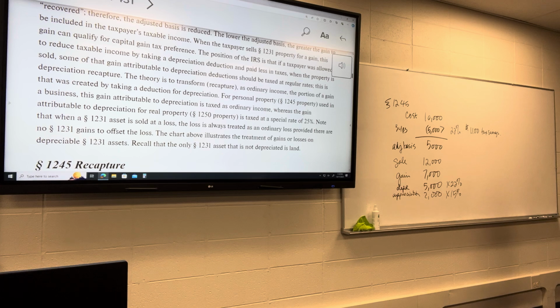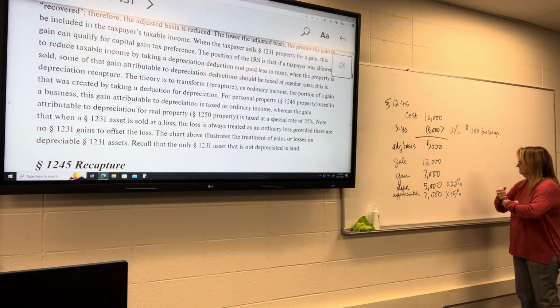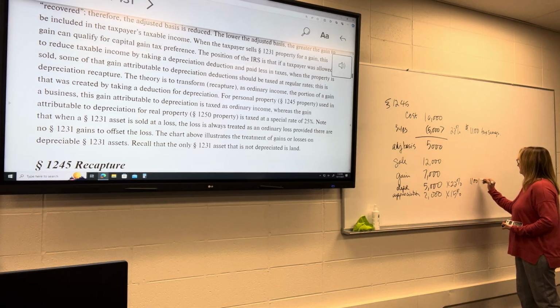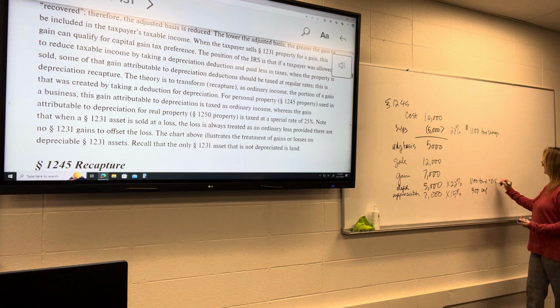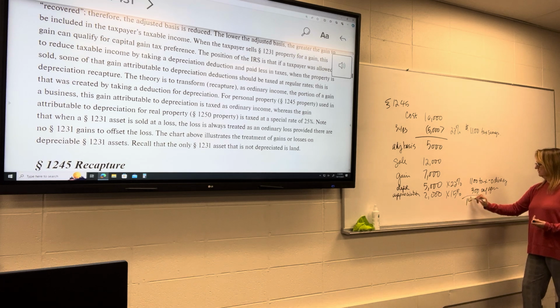So in this case, $5,000 times 0.22, that's $1,100, and $300. So this is ordinary. This is capital gain. So you're paying $1,400 in tax, total.